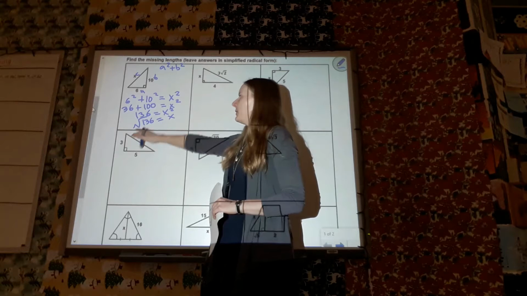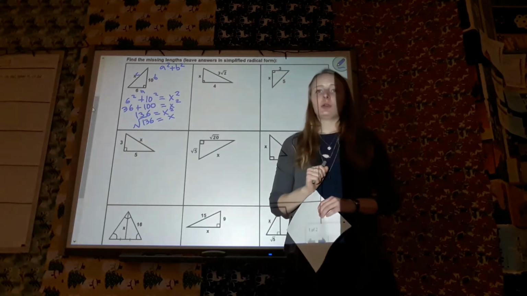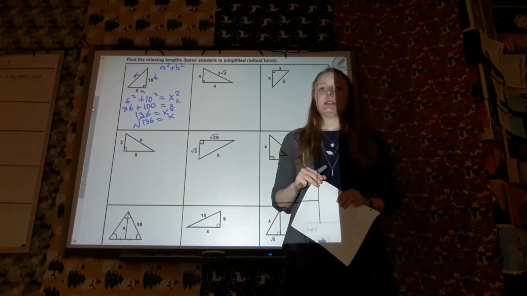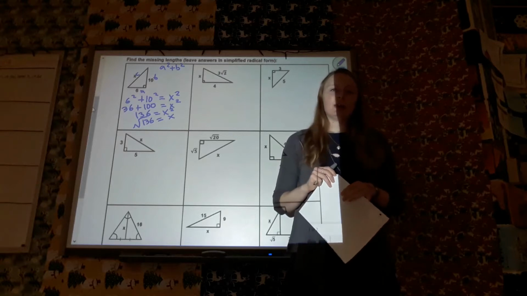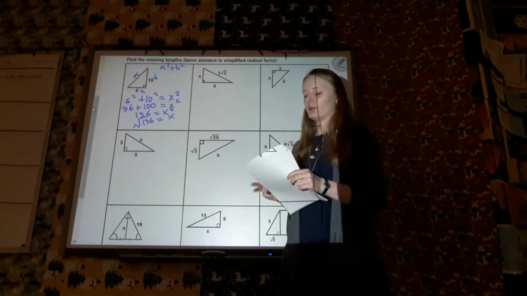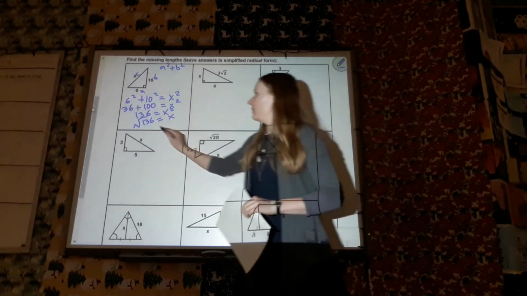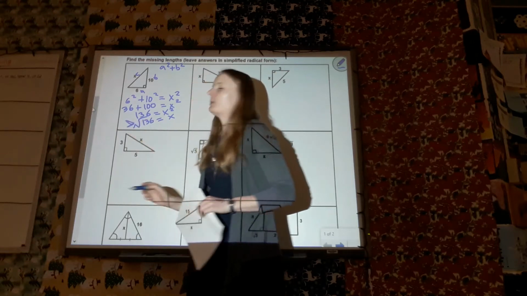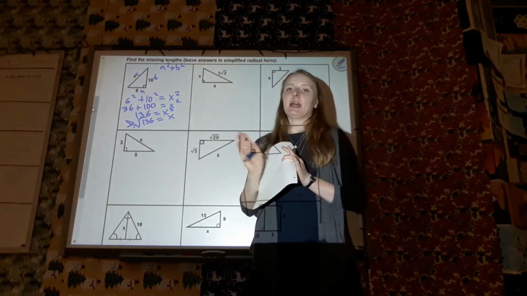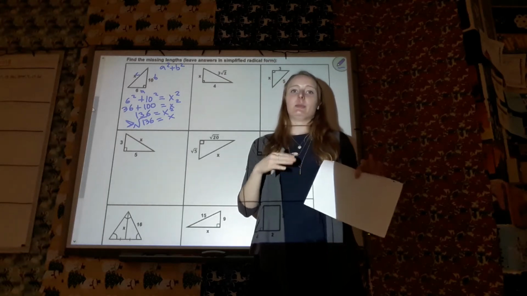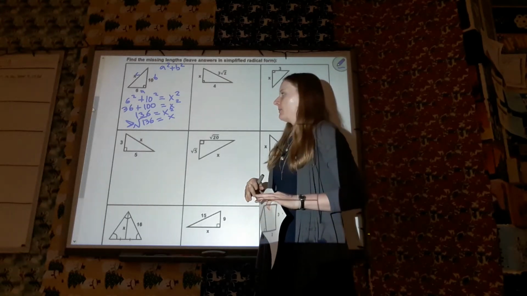So the square root of 136 is not a perfect square, so you're not going to get a whole number, but I do not want you to write that as a decimal. I want you to make sure that you simplify it like we've done before with the distance formula and other things like that. So remember the process is to find the two factors of 136, where one of them is the biggest perfect square that you can find.